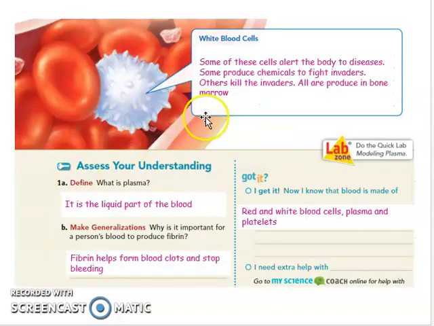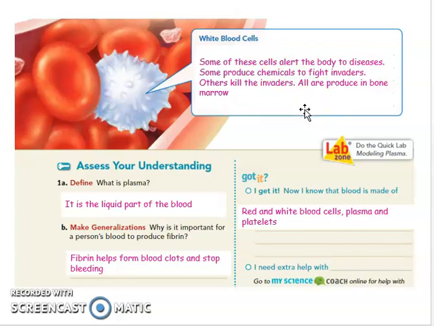Now, let's continue. This is in your book. So white blood cells, what is the function of that one? Some of these cells alert the body to fight back the diseases. Some produce chemicals to fight invaders such as germs. They also kill the invaders. At the same time, white blood cells are produced in our bone marrow, particularly in yellow bone marrow.